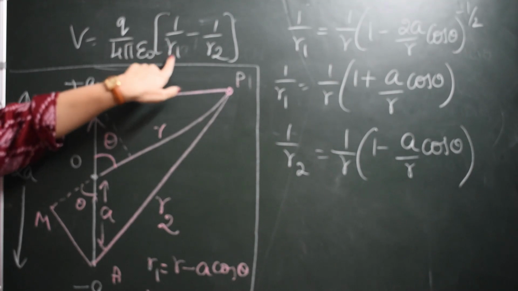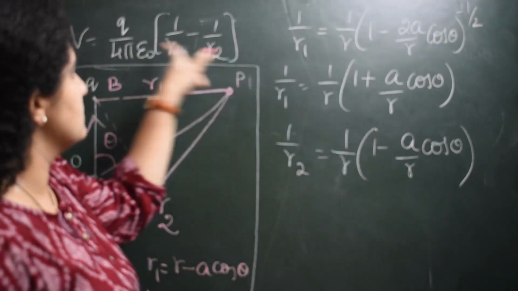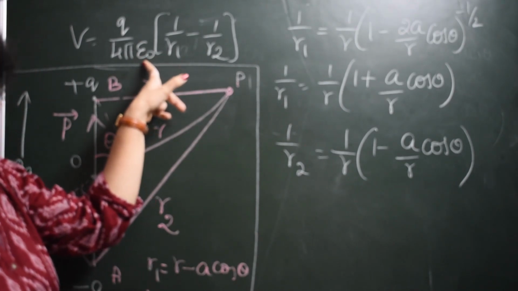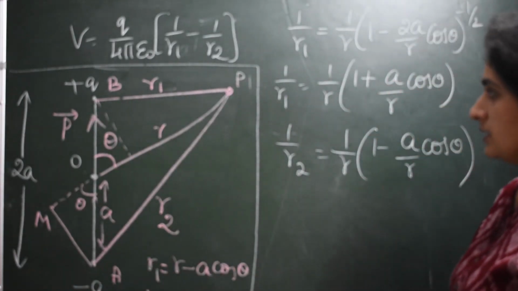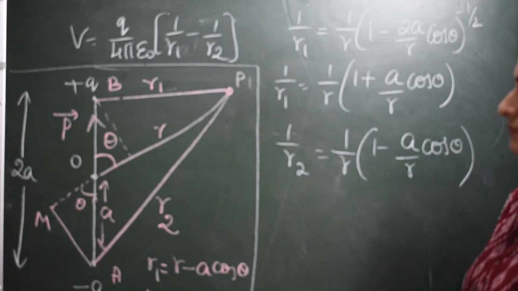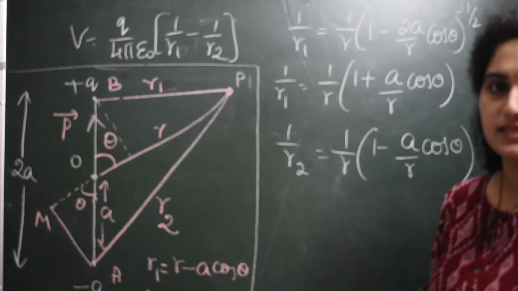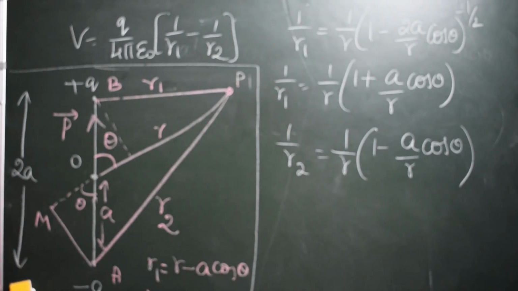So now 1 by R1, 1 by R2 values directly we have got. Substitute these values in the main equation of electric potential, where we have used the superposition principle. So now let me erase this diagram so that I have space to show the calculation.